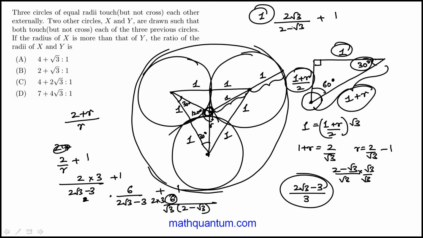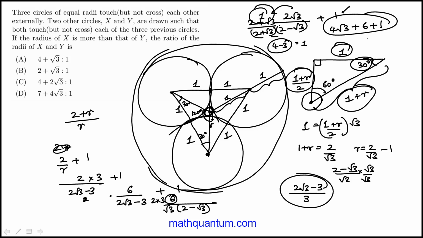And then I'm going to rationalize this by multiplying by 2 plus root 3 over 2 plus root 3. This one is a familiar one, that if you use the difference of squares, that becomes 1. So then the top becomes 4 root 3 plus 2 root 3 times root 3, that would be 6. And then I also have that 1. So we end up with 7 plus 4 root 3 to 1. That would be the ratio, which is choice D.